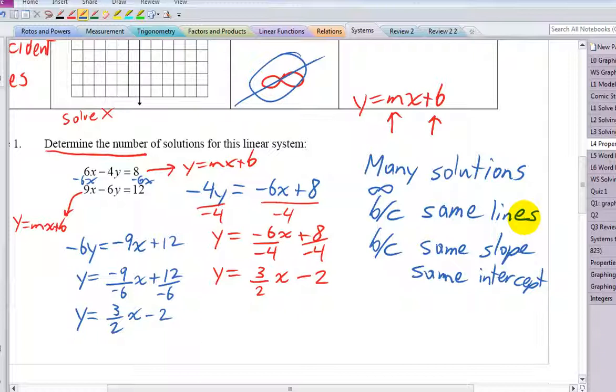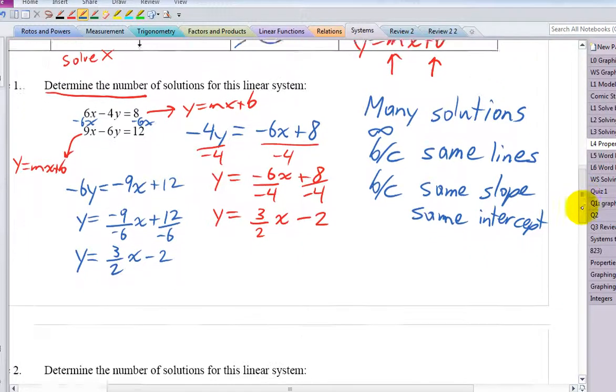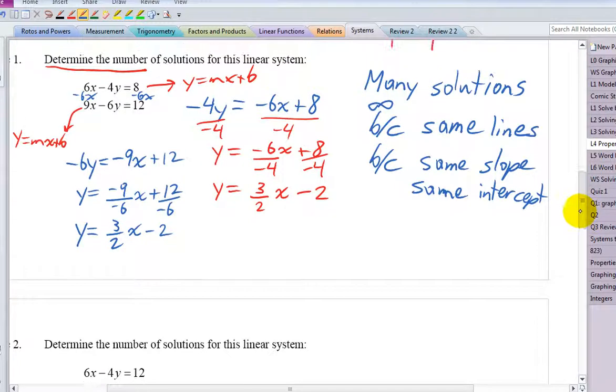Any questions about this? Could we tell at the beginning exactly that they're the same? No, you got to do a little bit of work first, okay? Where you can hide these things pretty easily. Turn it over for number 2.